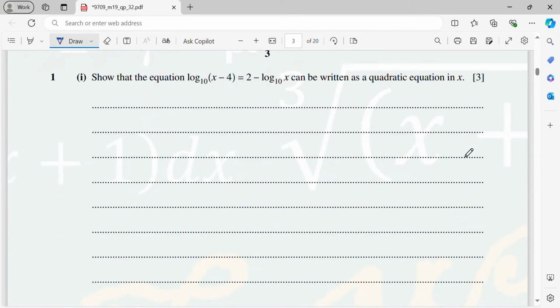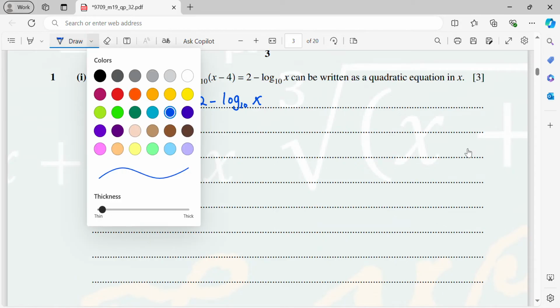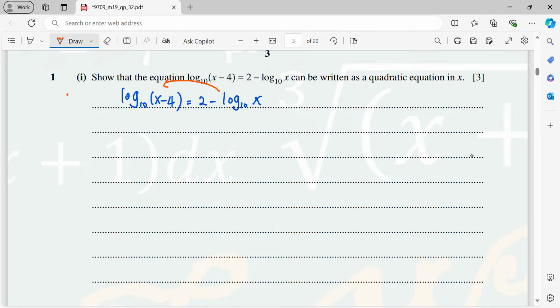For question number 1, first part, show that the equation log(x minus 4) with base 10 equals 2 minus log x with base 10 can be written as a quadratic equation in x. So log(x minus 4) equals 2 minus log x. From here, I can just group the log together, so that means this will be log10(x minus 4) plus log10 x equals 2.